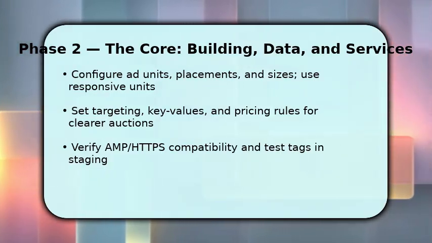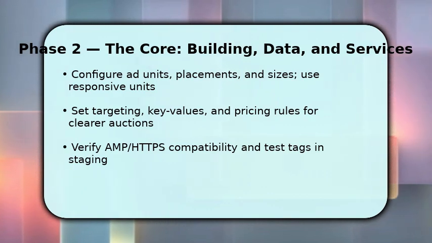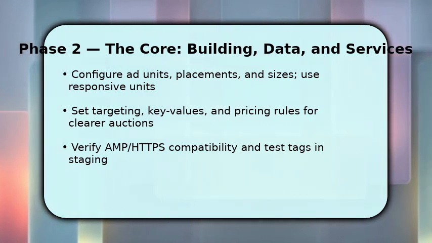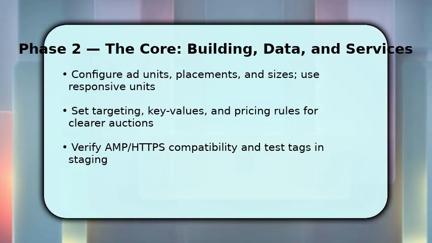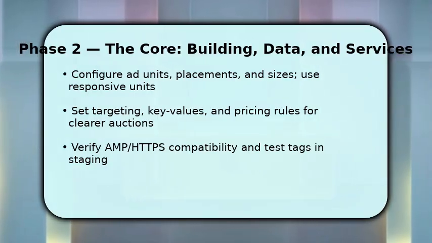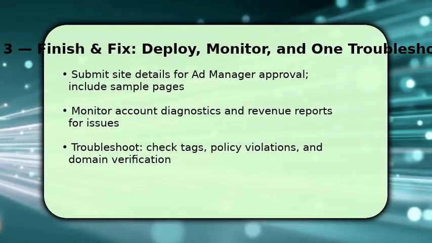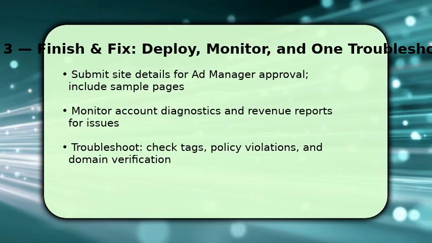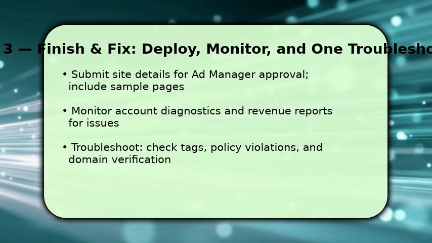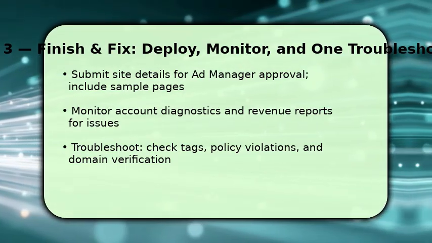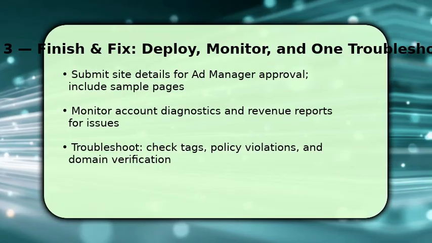Make sure tags are validated in a staging environment and test AMP or HTTPS pages. When tests pass, publish changes, and monitor. You finish by submitting your account and site details for Google Ad Manager approval. Include representative pages and explain ad locations. After submission, actively monitor diagnostics, bid responses, and revenue reports to catch problems fast.